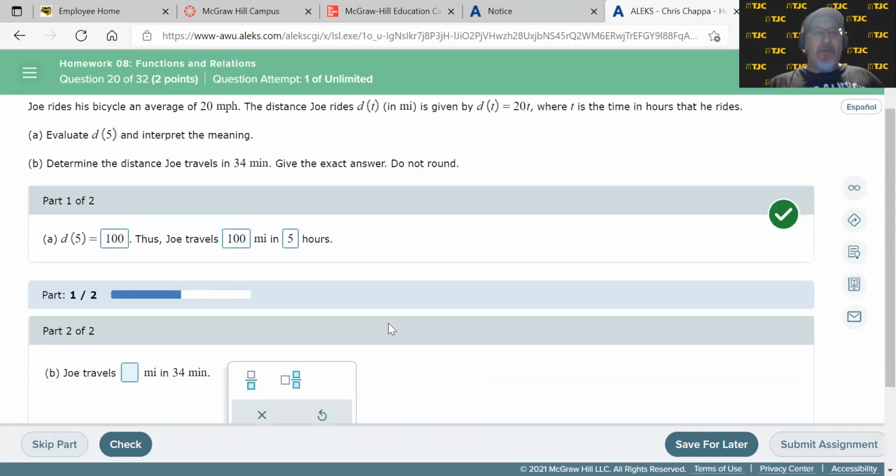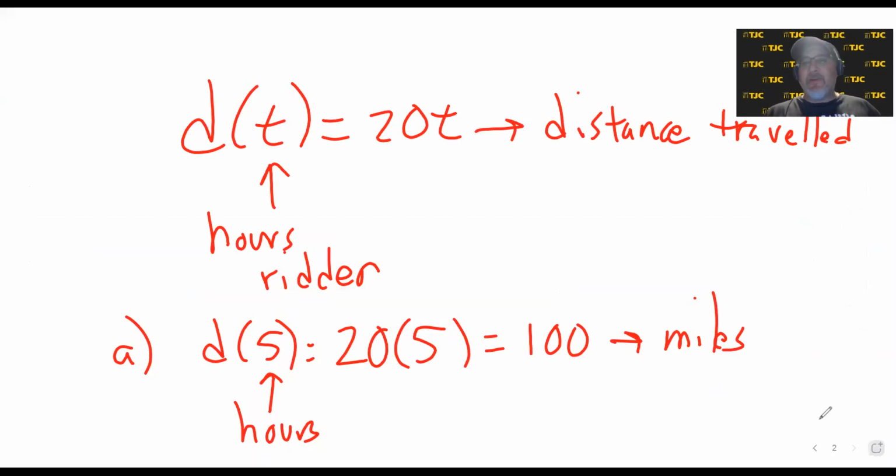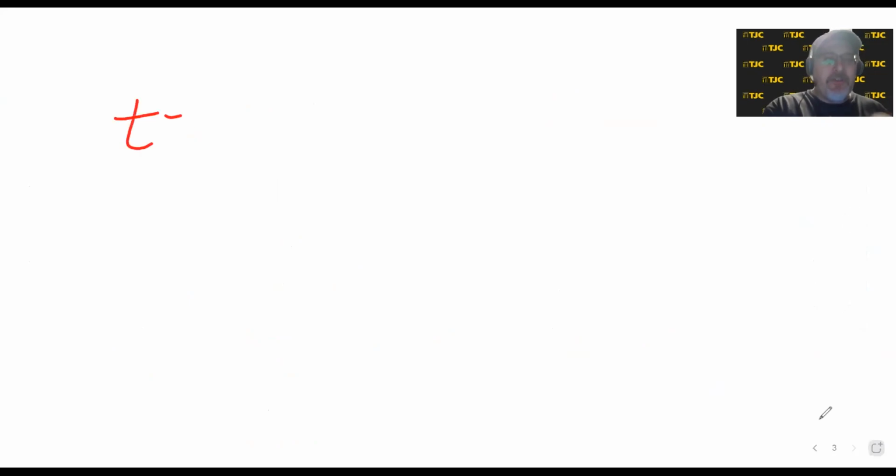Joe travels blank miles in 34 minutes. Well, this one is tricky because they're giving us the time that he traveled, but what do you notice about it? It's 34 minutes, but it says up here that our t is time in hours, but our time is given in minutes. So how do we find the distance traveled when the input is asking for hours ridden? Well, t equals 34 minutes. How do you turn minutes into hours? Well, you divide.